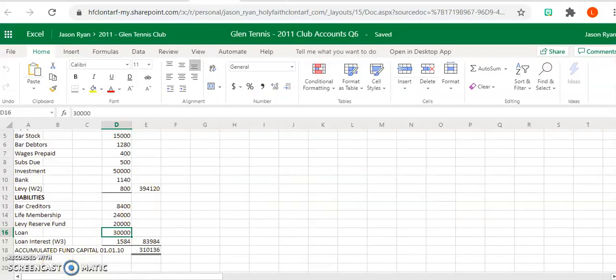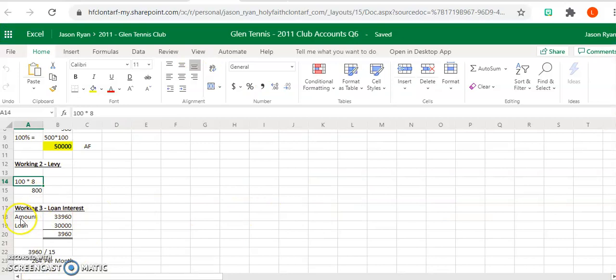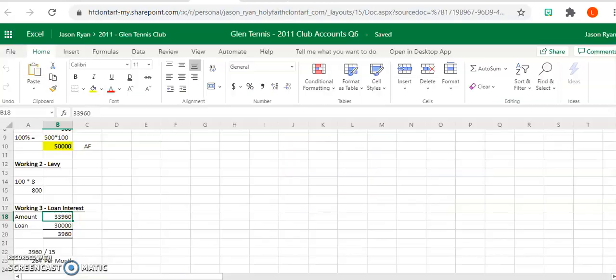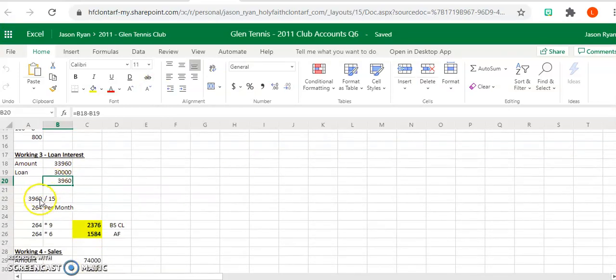So your adjustment will look like this. Your loan interest, the amount we pay back, 33,960. It's taken straight from the question here. The loan was 30,000. So the interest then is going to be 3,960. And then you have it for 15 months. So it's 3,960 divided by 15 will give you 264 per month. So 9 months is for this period. That's what's due. So that's going to your balance sheet as a current liability. And then this by 6 then will give you 1,584 that goes into your cumulative fund. So 9 and 6 will give you 15 months.